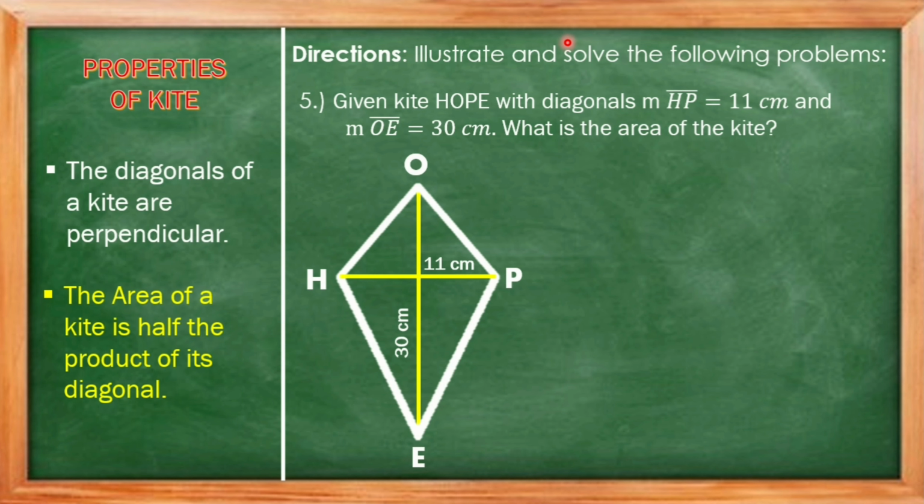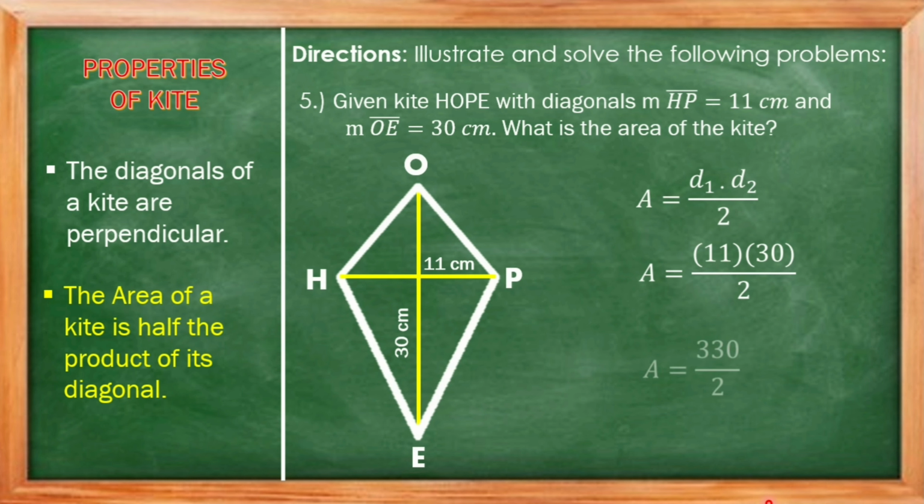So, recall natin na isa sa property ng kite ay yung area daw ng kite is half the product of its diagonal. Okay, so which means, to get the area of the kite, i-multiply lang natin yung diagonal 1 sa diagonal 2, tapos yung product nila, divide natin sa 2. Yun na yung area ng kite. Okay, so isa-substitute lang natin, area is equals to yung diagonal 1 natin, 11, tapos yung diagonal 2 natin is 30 centimeters divided by 2. 11 times 30 is 330 divided by 2 is equals to 165 square centimeters. So, ito yung area ng kite.